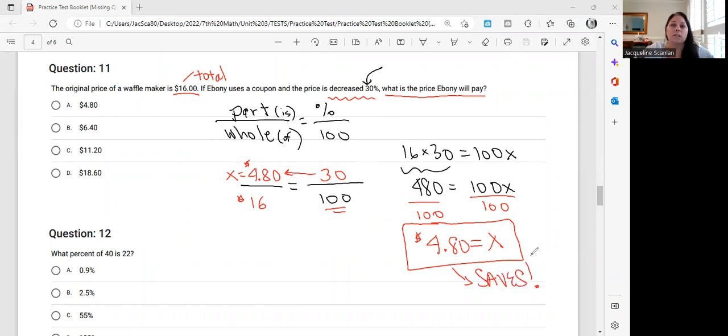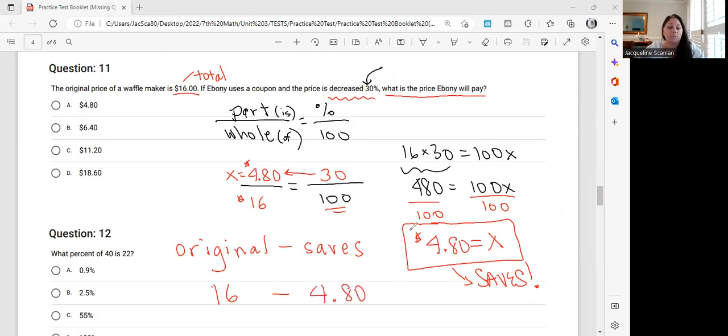She saves $4.80. She saves 30% off of it. In order for me to figure out how much she's going to pay, I need to now take the original amount of the waffle maker and subtract the discount, the amount she saves. The original amount of the waffle maker was $16. And from that, I'm going to subtract the 30% that she saved, which was $4.80. Okay, so I'm going to take my calculator and do 16 minus $4.80, and I get $11.